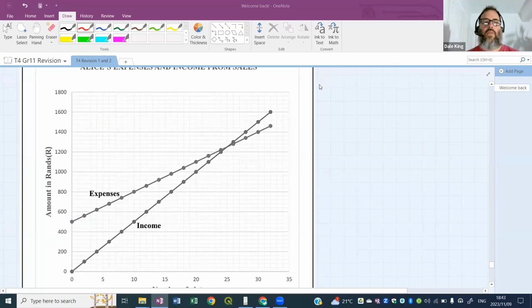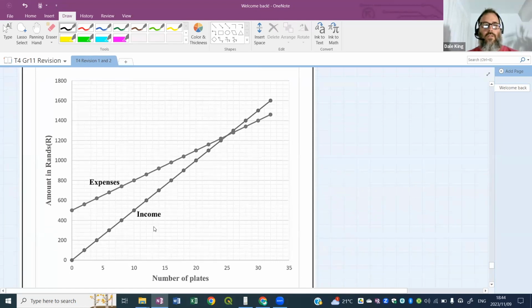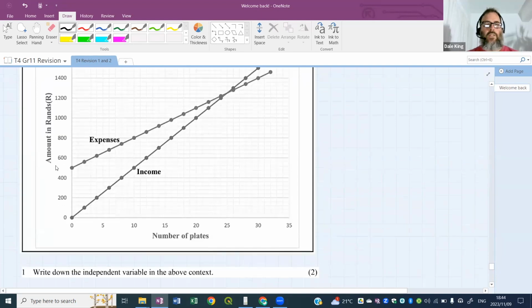So they can work the other way now, not showing you equations or tables. They can actually use a graph. Remember I said you usually have a table, an equation, and a graph. Now we're not looking at tables and equations, we're looking at the graph part of a business. So there we see 2 lines, income and expenses. Then they're going to ask you a whole lot of questions on this. We see number of plates at the bottom on the x-axis, and the amounts in rands on the left-hand side, the y-axis. Let's see what questions they have.